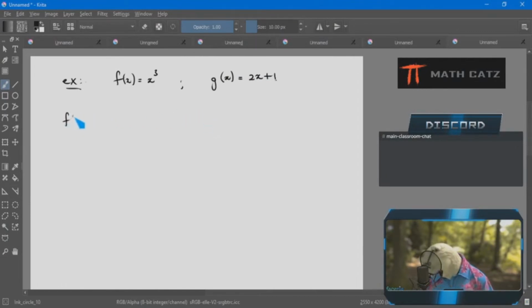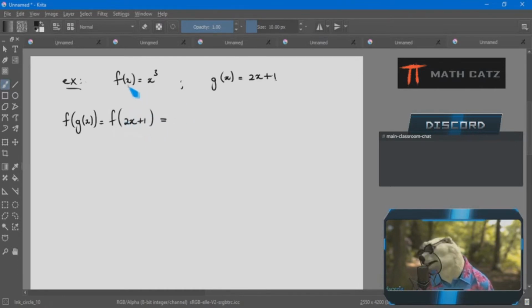Then let's find f of g of x. It's a two-step process, right? I'm working inside out. So my inside function is applied first before I know what f is working with. I need to see what is inside there. So g happens first. It takes x to 2x plus 1. Then f is now applied to its input of 2x plus 1.